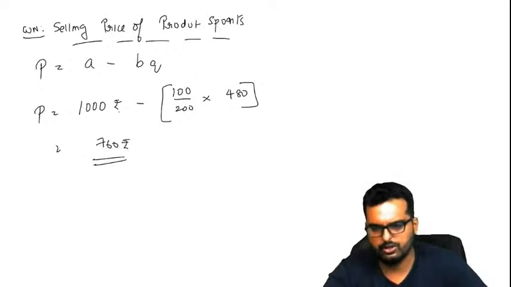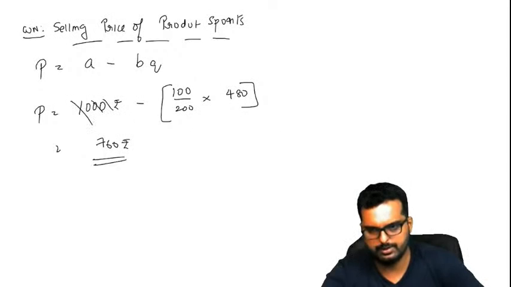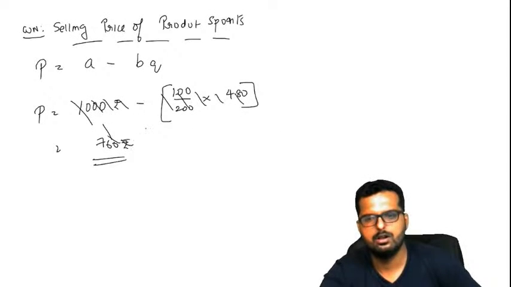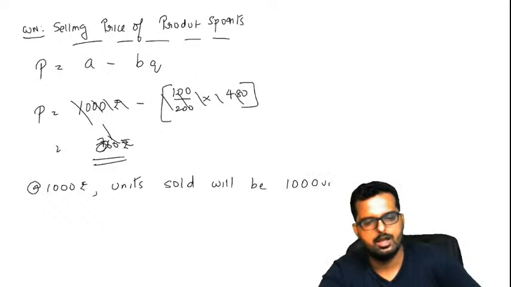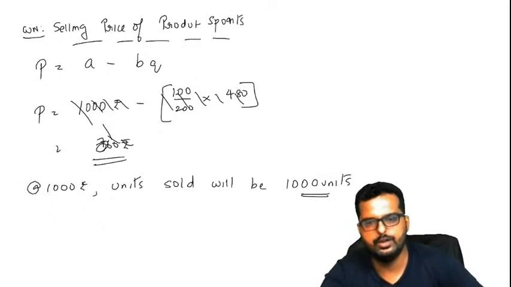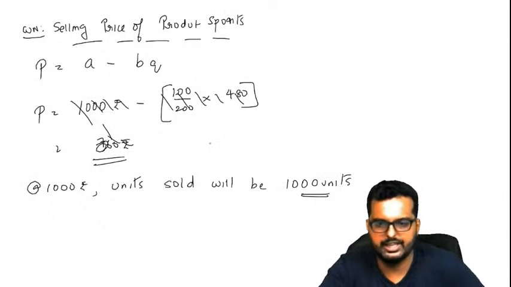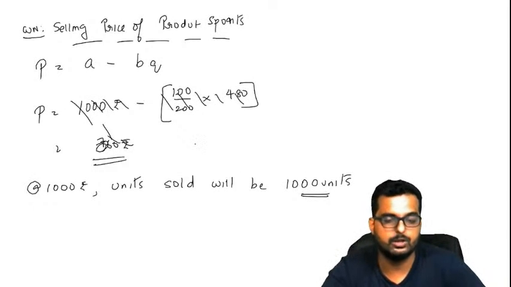Okay, friends, there is a small change over here. The answer is not correct. One minute. They have told that at 1000 rupees, units sold will be 1000, correct? And have they told that for every 100 rupees change in the price, quantity is changing by 200?